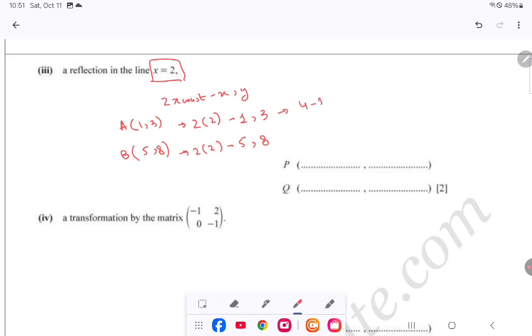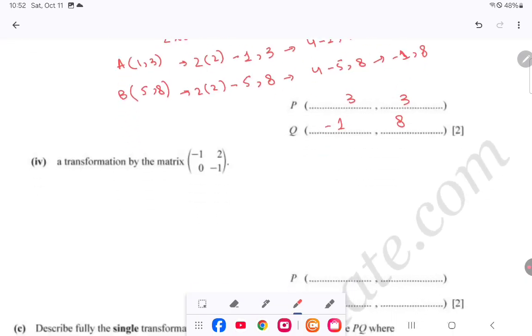4 negative of 1 comma 3, here 4 negative of 1 comma 8. Solve it further, we will be left with 3 comma 3 and here negative of 1 comma 8. So P will become 3 comma 3 and Q will become negative of 1 comma 8. This is the simple solution of part 3.